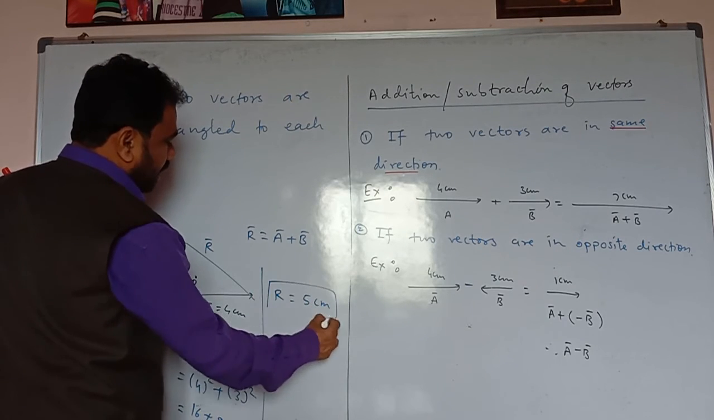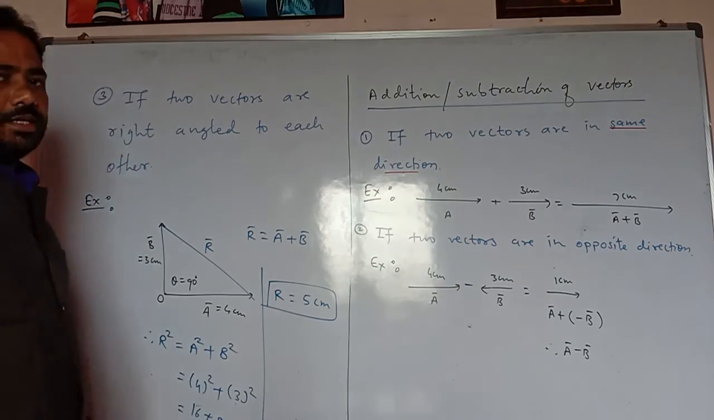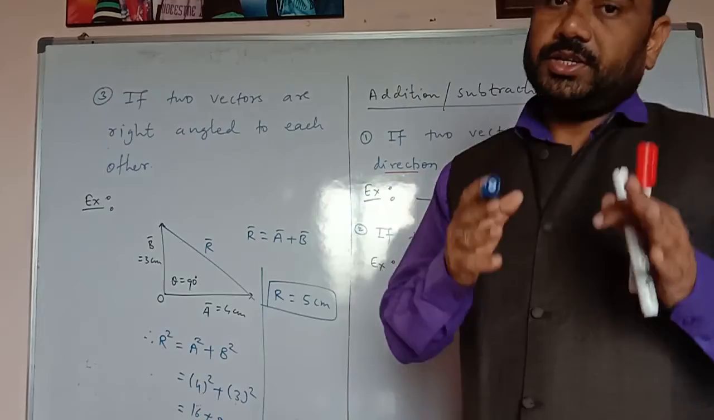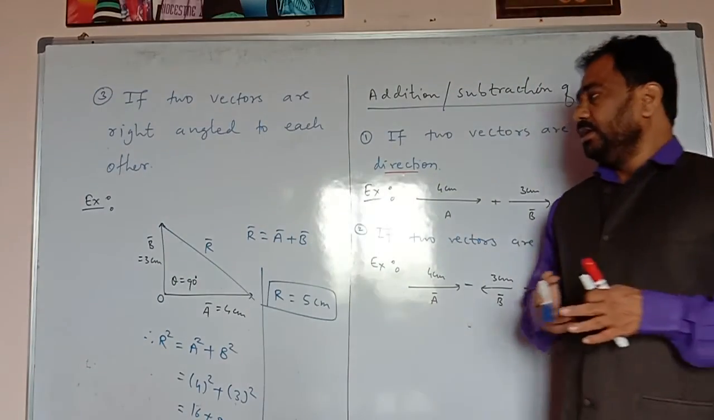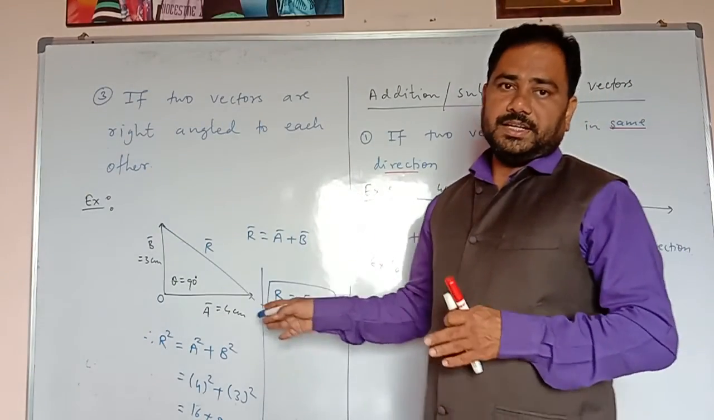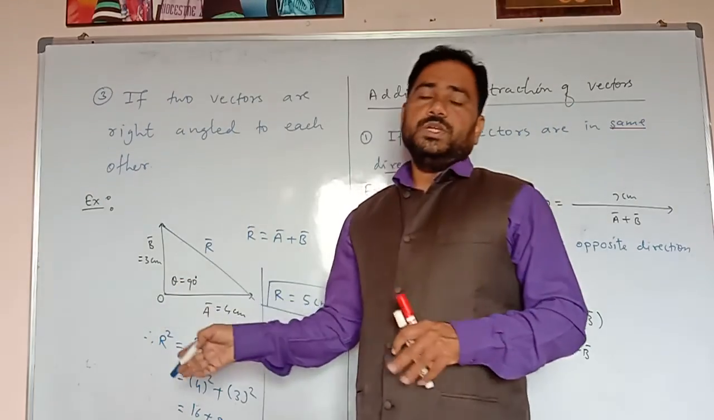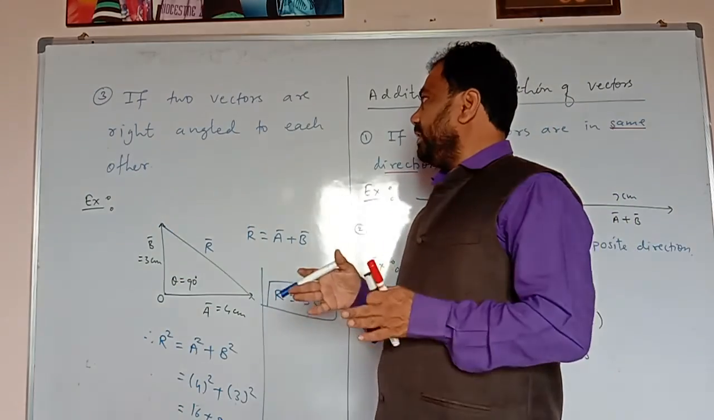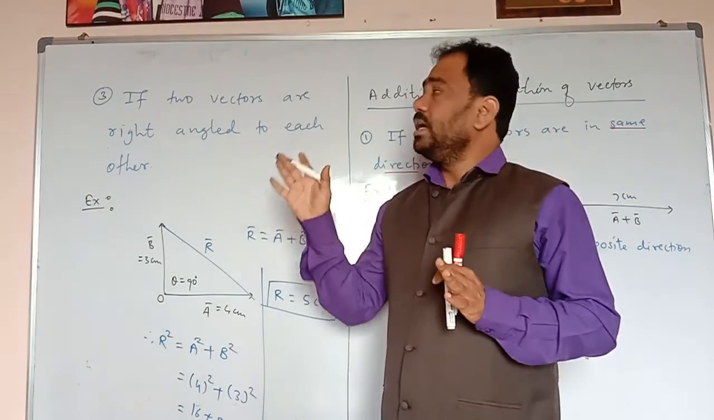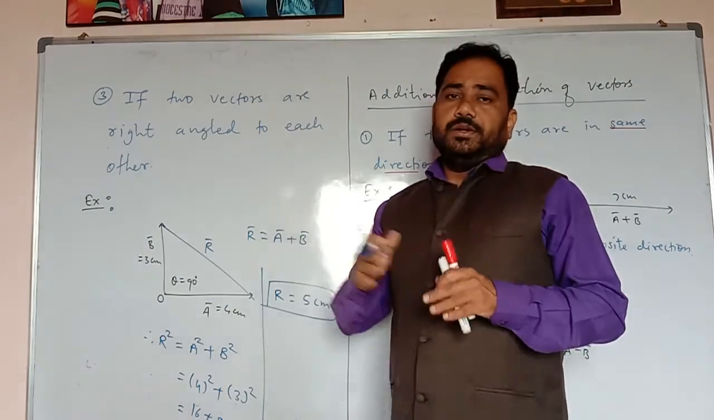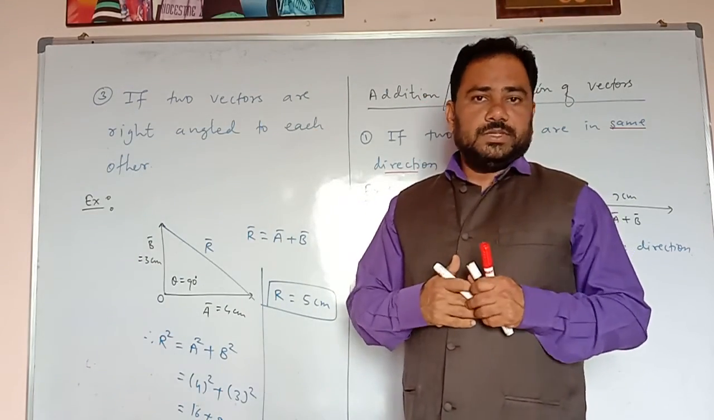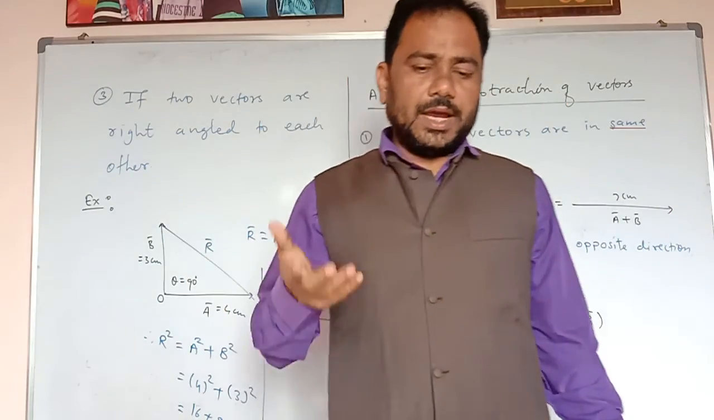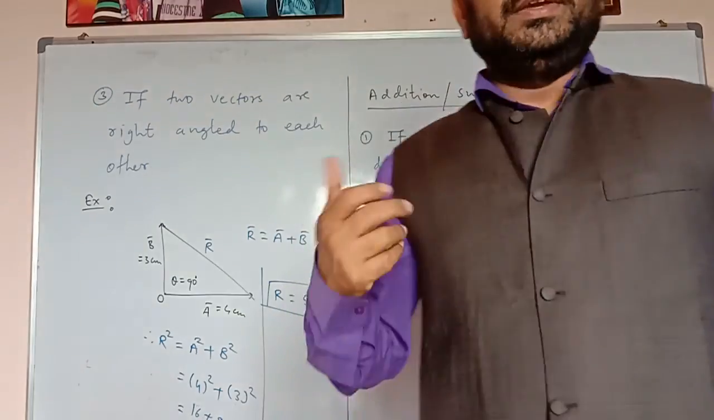So this R is nothing but the resultant. And what is resultant? Resultant means the addition of two vectors. So here we can easily add vector A and vector B, which are perpendicular to each other, or right angle to each other, by using the Pythagoras theorem. In this way we can add or subtract given vectors.